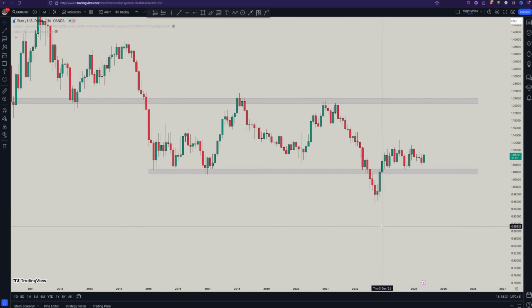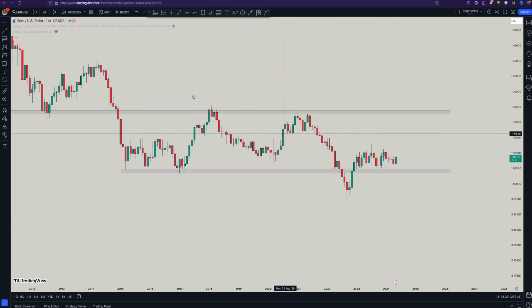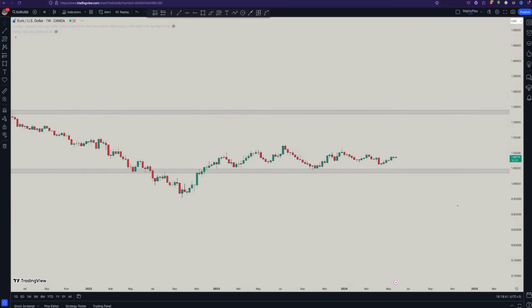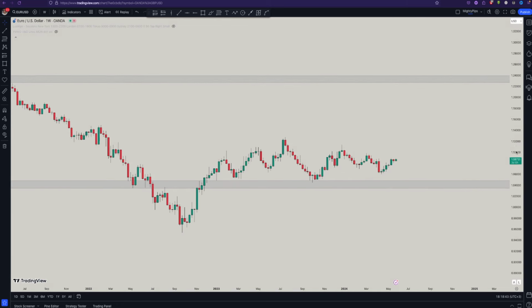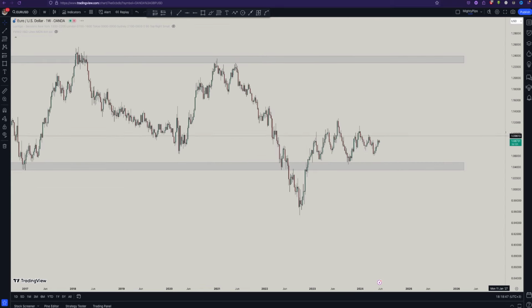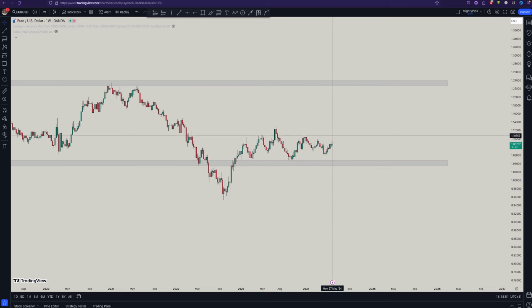Could it create a wick like this one here, reject, and turn into a bearish candle? We can try to determine that by going to a lower time frame, which would be the weekly chart, to look for more areas of structure. On the weekly chart, we can see that the market has been creating a heavy consolidation around this area for Euro Dollar, also creating a head and shoulders pattern.